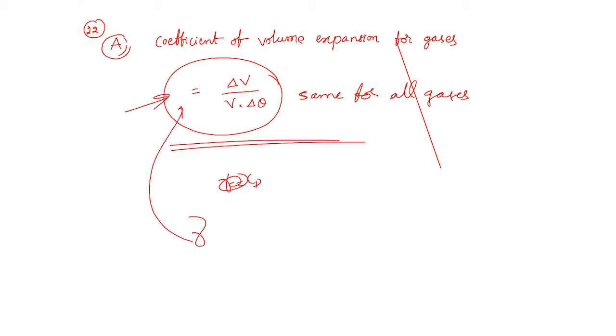Anything, gamma naught or gamma something, or else don't use any symbol. Coefficient of volume expansion of gases is same for all gases. Why? Because generally, they expand more. And so that expansion is same for all gases for unit rising temperature at constant pressure. Okay, right.